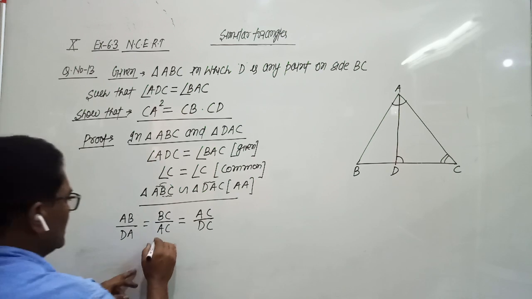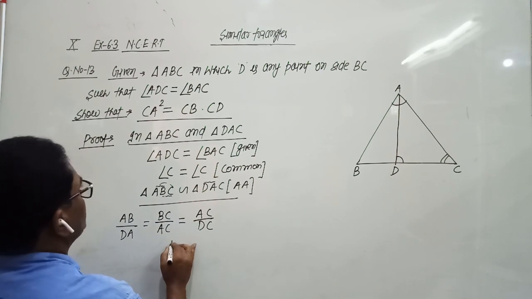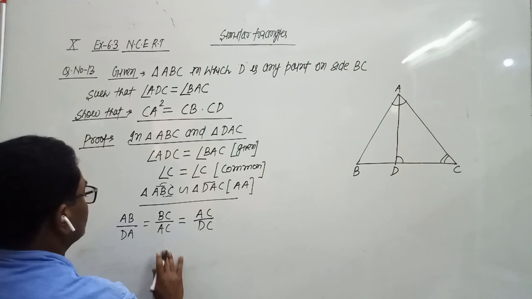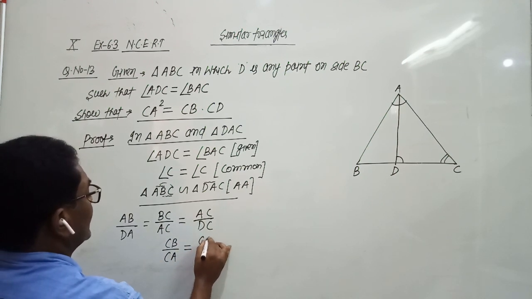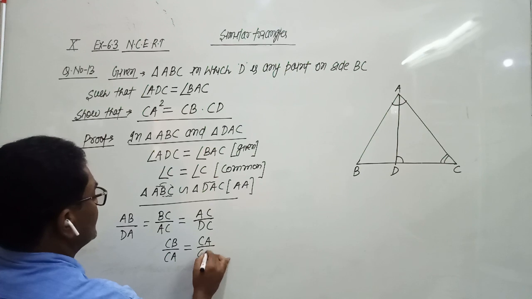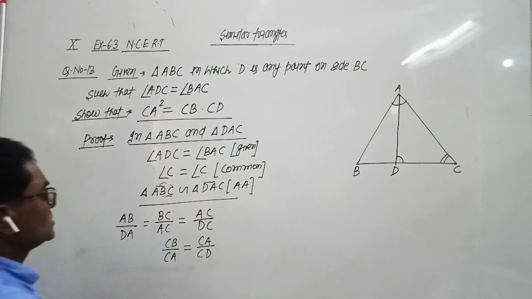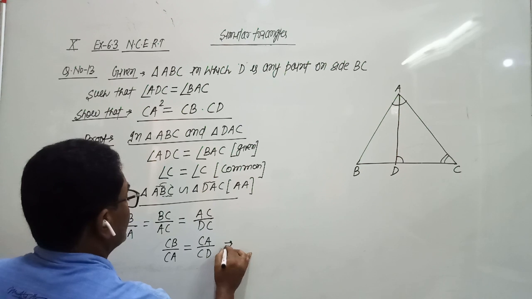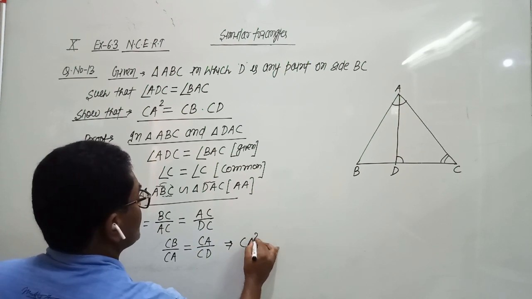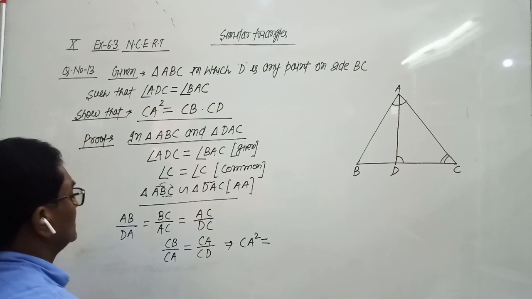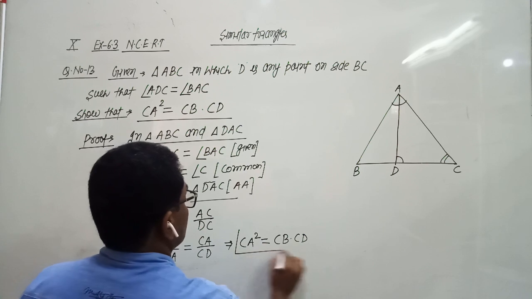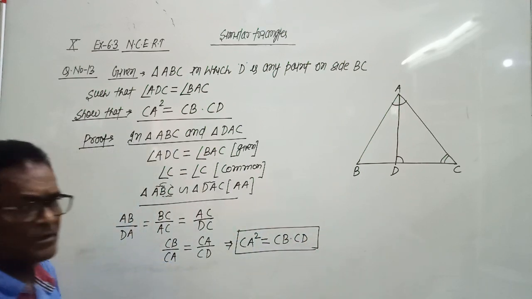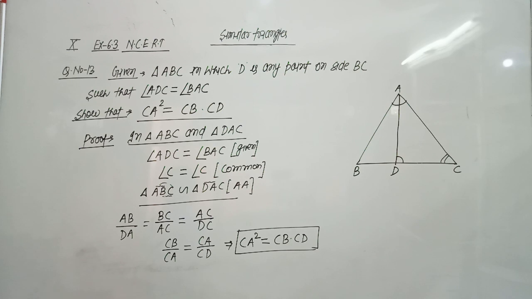Now, from the last two ratios, BC can be written as CB, AC can also be written as CA, and DC is written as CD. So by cross multiplication, we get CA into CA, CA square equals CB into CD. So this is the proof.